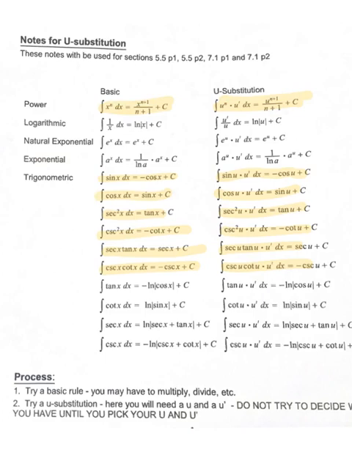Notice the process on this is that you always start by looking to see if you can fit a basic rule. Basic rules are the ones on this side. And then from there, if you can't, you'll go for the u substitution. Remember, you're going to need a u and a u prime. It's real important that as we're going through this that you do not try to pick out your u and your u prime ahead of time. We're going to look at what choices we have for u as we go through some examples here.